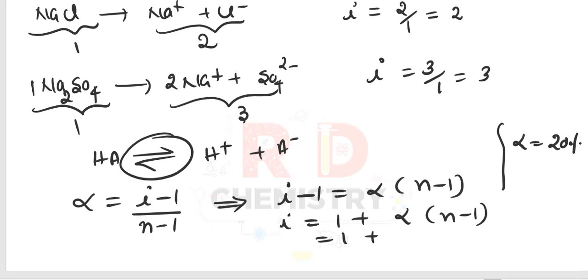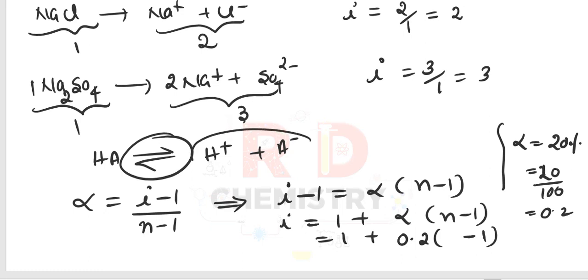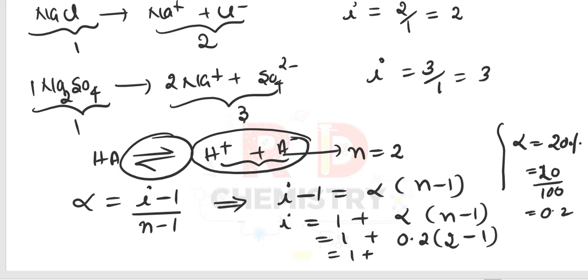So we will not be using the percentage here; we will get rid of the percentage. 20 divided by 100 is equal to 0.2. So it is 0.2 into (n minus 1). What is n here? n stands for the number of particles that are formed after dissociation, theoretically. So n is equal to 2. Altogether 2 particles are there. So we will be taking the theoretical value here. This is not the i value; n is not equal to i here. So this is equal to 1 plus 0.2 into 1, which is 1.2, right?